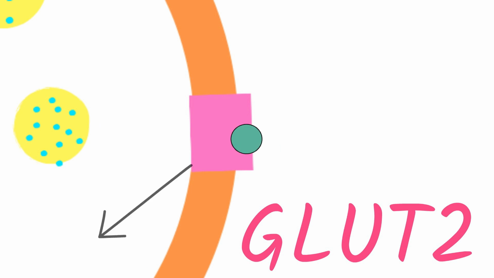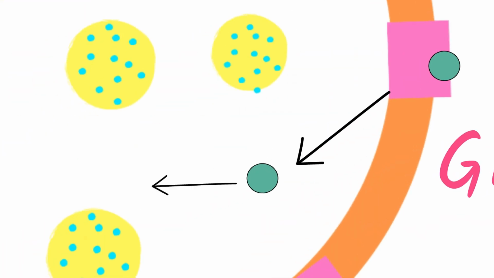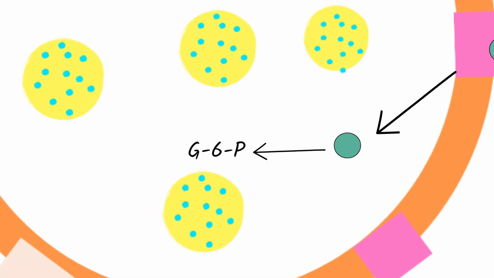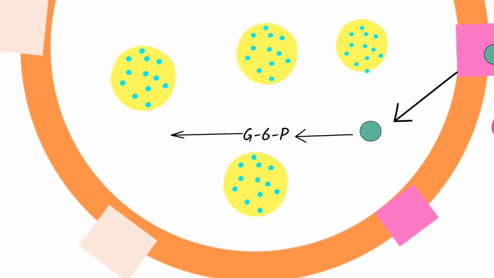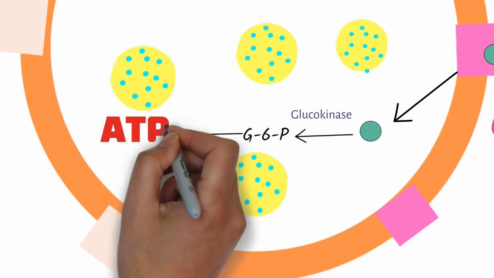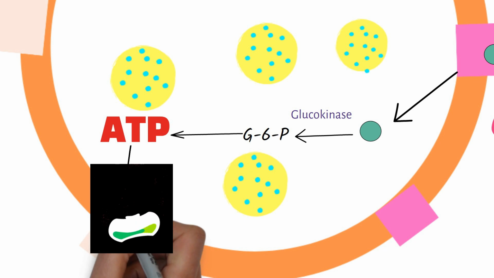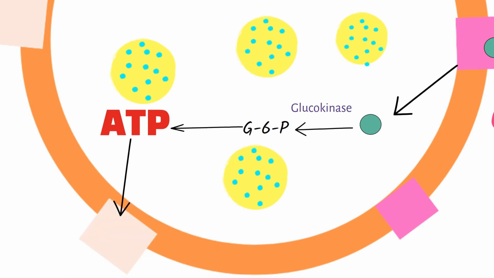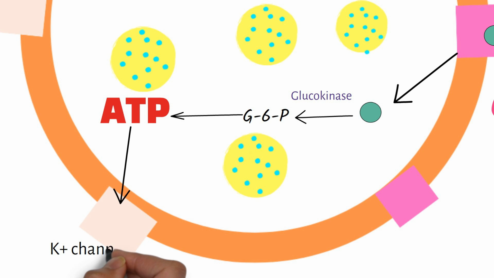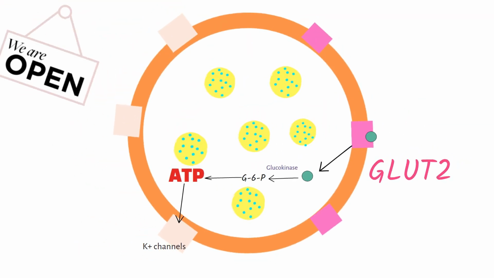The glucose molecules will enter into the beta cells via the glucose transporters, also known as GLUT2. This glucose is then phosphorylated to glucose 6-phosphate by an enzyme called glucokinase. The glucose 6-phosphate is subsequently oxidized to form adenosine triphosphate, which is also known as ATP. ATP is the main energy source of the body. This ATP will inhibit ATP-sensitive potassium channels of the cell, and the closure of these potassium channels will depolarize the cell membrane, thereby opening voltage-gated calcium channels.